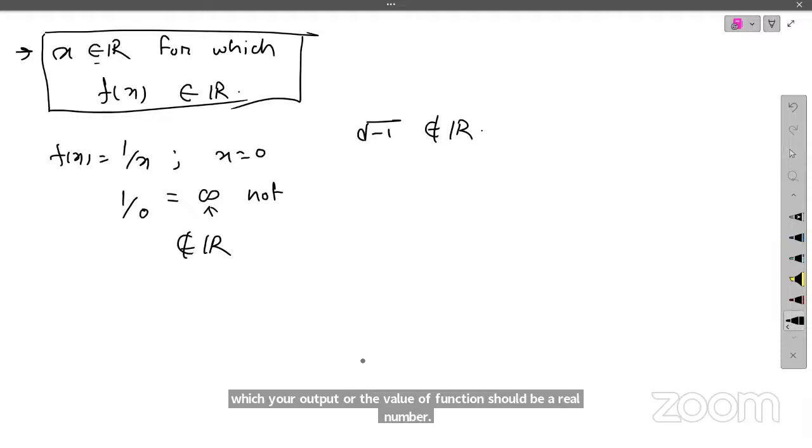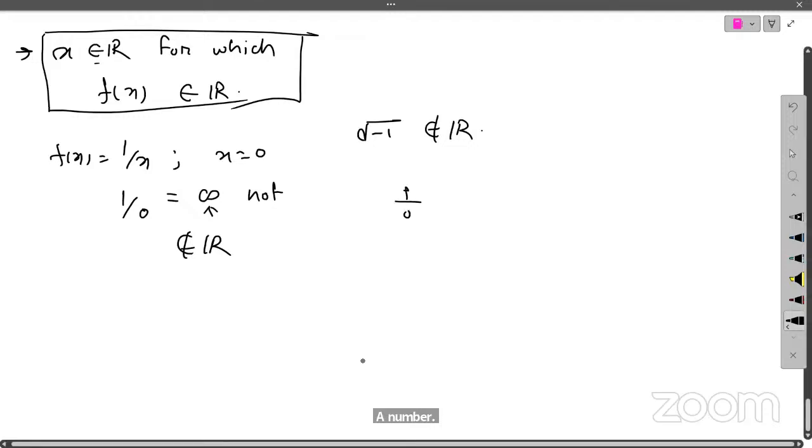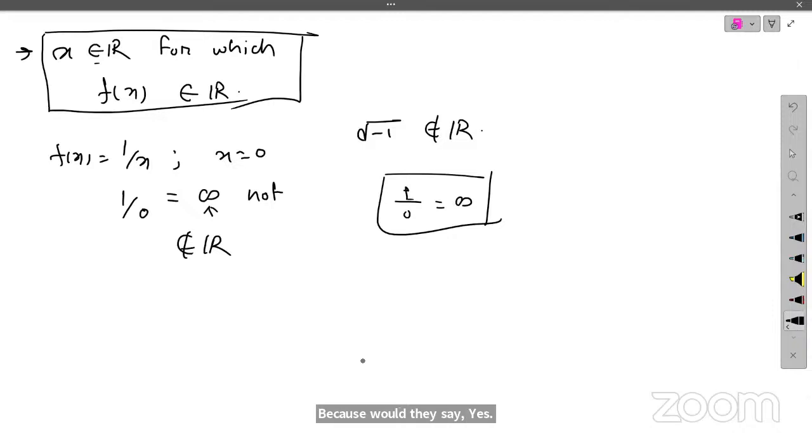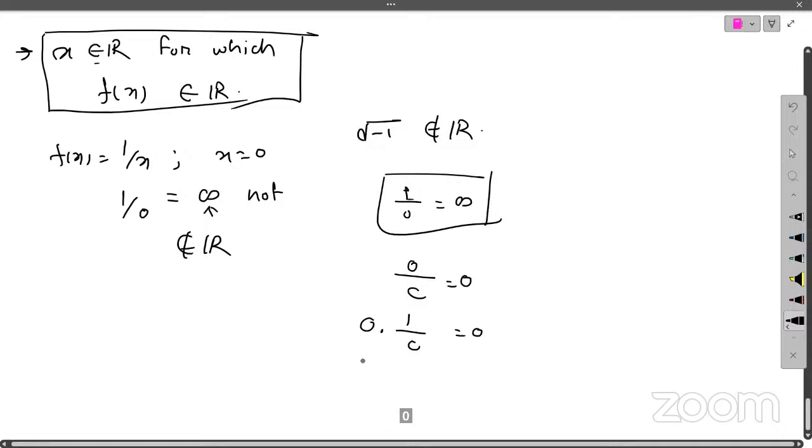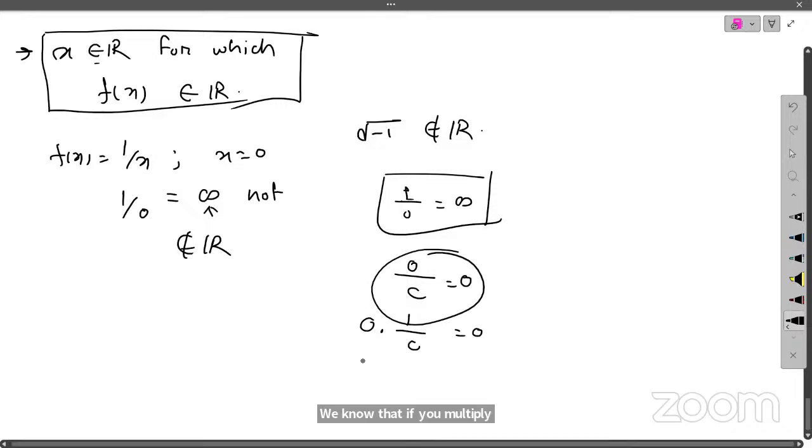And I'm always getting confused: a number divided by 0 is equal to 0, or 0 divided by a number? A number divided by 0 is infinity, they say, but it's just a sign. For time being, you can look at it like this. 0 divided by any number is 0, because 0 is a multiple of 0 multiplying with 1 by c. We know that if we multiply anything by 0, then it's 0. So that's why this is 0, but this is infinity or not defined.